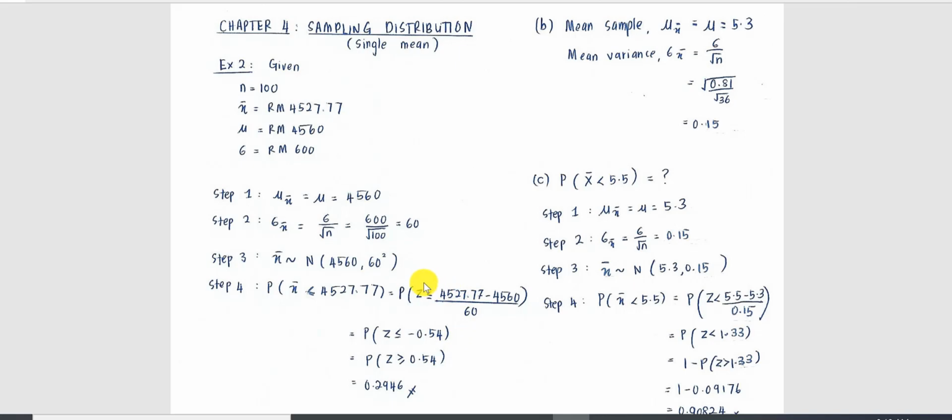This step from step 4, you already learned from the chapter on the normal distribution. When you have less than or equal to a negative, you must refer to the table. Then it is equal to greater than or equal to 0.54, which is 0.2946. That means you must refer to your chapter 3 on the normal distribution if you are still not clear on this step.